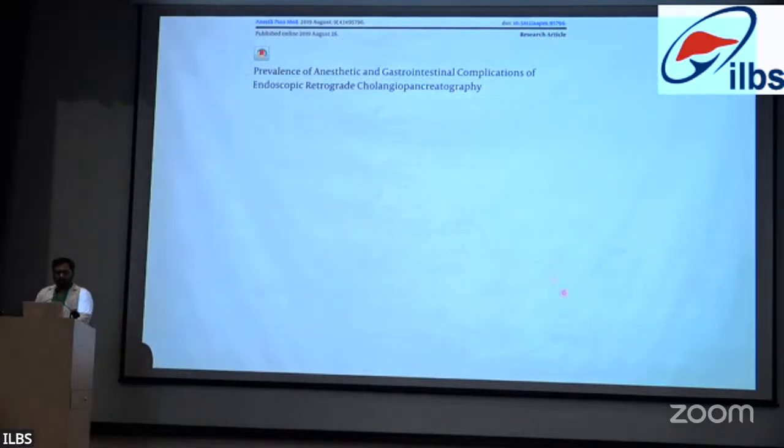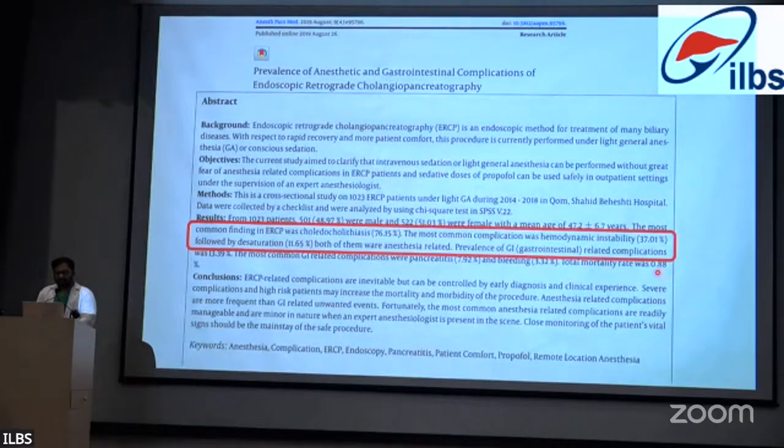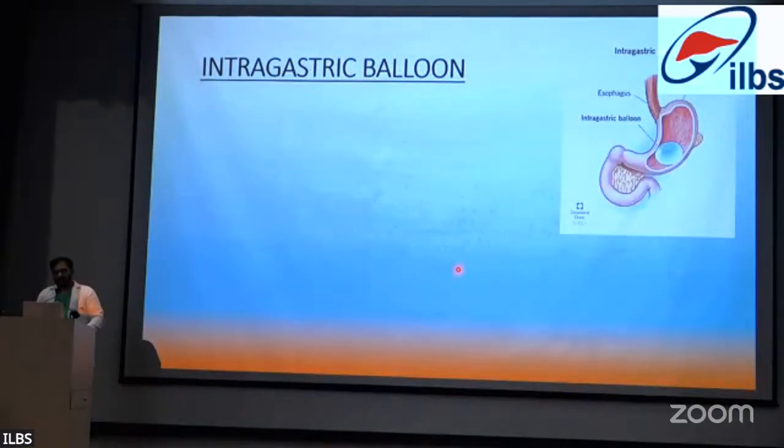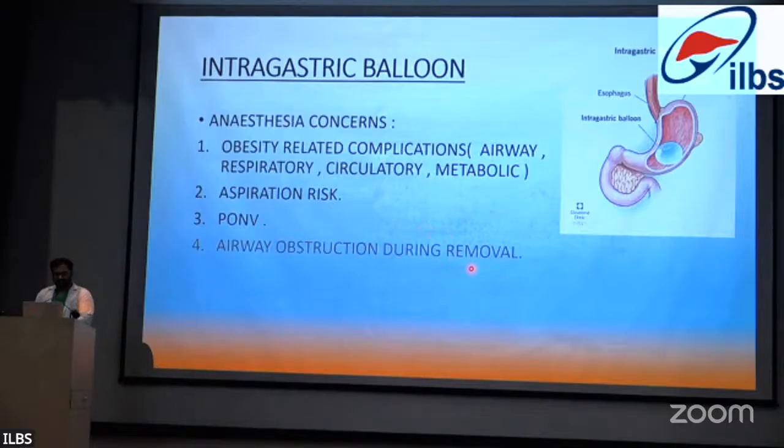Now, what is the prevalence of anesthetic and gastrointestinal complication for ERCP? It has been found that 37% of the complications were hemodynamic instability, followed by desaturation, which amounted to about 11%, followed by the GI complications, out of which pancreatitis was most common, followed by bleeding. Coming to one complex procedure, which is the intragastric balloon. The anesthesia concerns include obesity-related complications like airway, respiratory, circulatory, and metabolic complications, followed by aspiration risk and post-operative nausea, vomiting, especially after the insertion of the IGB, and followed by airway obstruction, which can happen during the removal of the IGB.